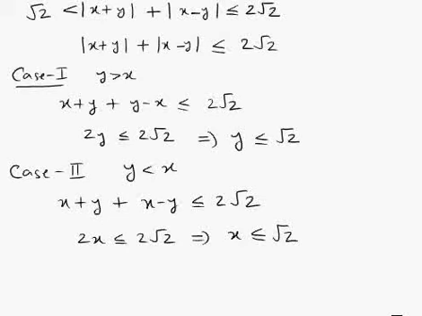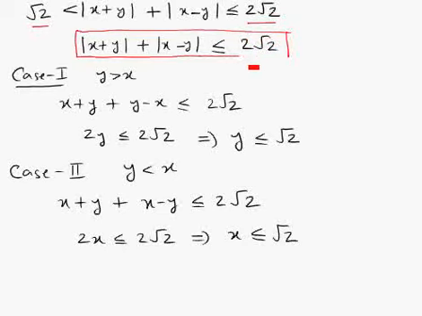Now in this video I'll discuss how to draw the graph of this inequality. You can see |x + y| + |x − y| lies between root 2 and 2 root 2. So first of all we'll draw the region to show this inequality, and then once we have this plotted we can just go for greater than root 2.